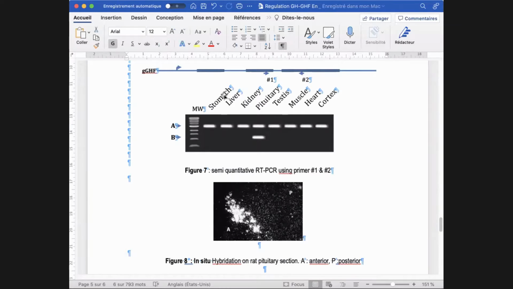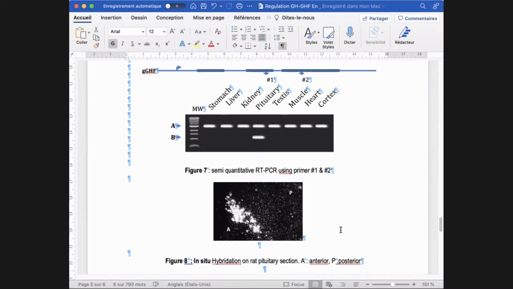Right. So we are going to analyze the result just after. The first part of the result comes from a semi-quantitative RT-PCR. I'm going to explain how it works. The second part of the figure at the bottom, figure number 8, may be hard to understand: it's white spots on a black background. This is the result of in situ hybridization in rat pituitary sections. I'll explain it later, and I have prepared some slides to show how we can obtain this kind of result.